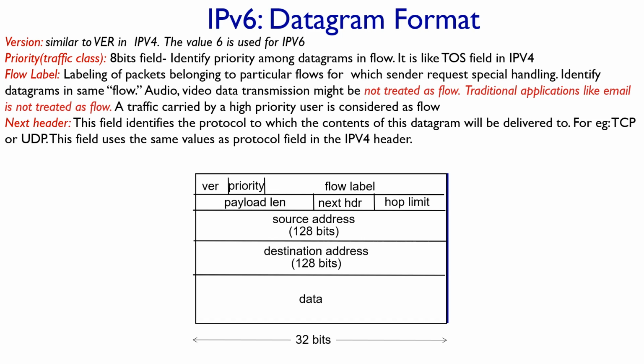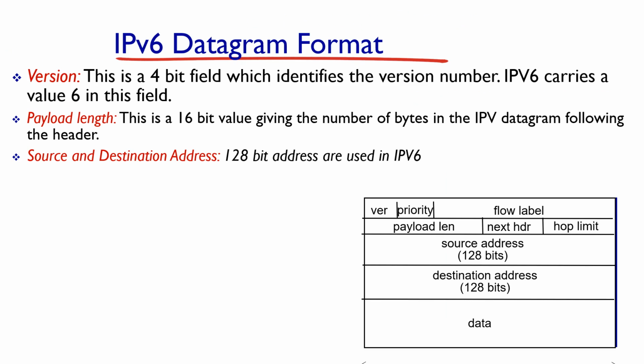The next header field identifies the protocol in the upper layer to which the content has to be delivered. It is similar to the protocol field in IPv4. The hop limit is similar to TTL in IPv4. This value is decremented by 1 at each router. If the hop limit count reaches 0, the datagram is automatically discarded from the network.